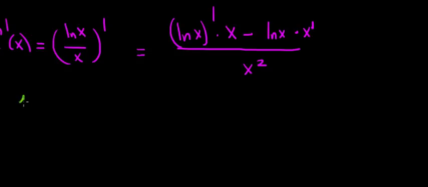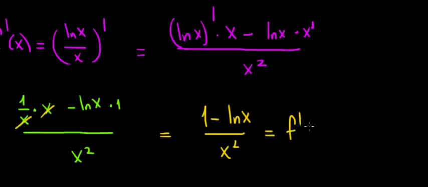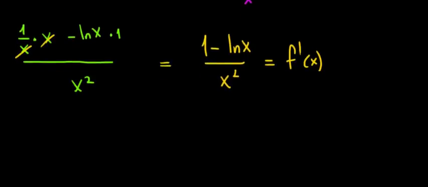That's just 1 over x. So it's 1 over x times x minus ln of x, and what is x derivative? That's just 1 divided by x squared. Alright, what can we do next from here? X and x cancels out, so we're left with 1 minus ln of x divided by x squared. And remember, this is just the first order derivative. Now we can go on and solve the second order derivative by differentiating this thing again.